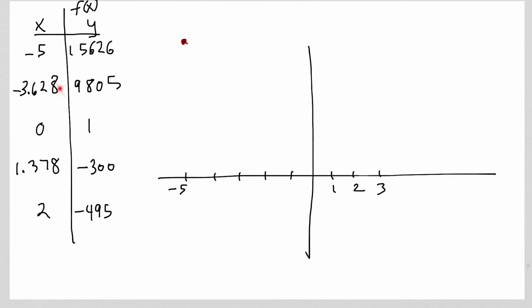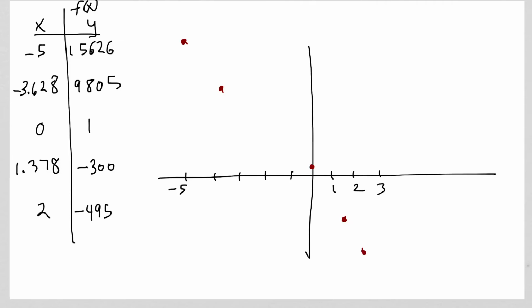And then here I've got -3.6, and then I'm down somewhere from that original high value there. And then I'm at 0, 1. And then I'm at 1.3, -300. Just relatively speaking. And then I'm at 2, -495. All right. So now I want to connect this graph somehow based on what I know from my chart.